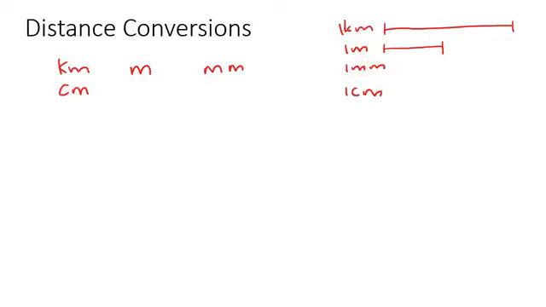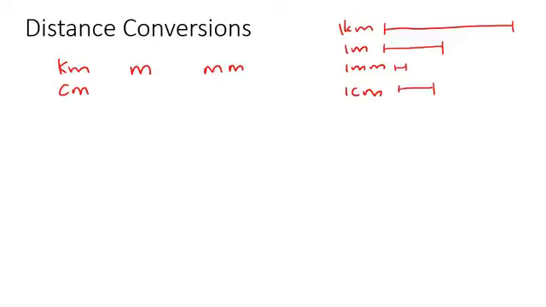Millimeters are very small. That's like the little line on your ruler. And a centimeter is a little bit bigger than a millimeter. So this is the smallest one. Let's make this a bit bigger. And then this is a little bit larger. And then this is the biggest.